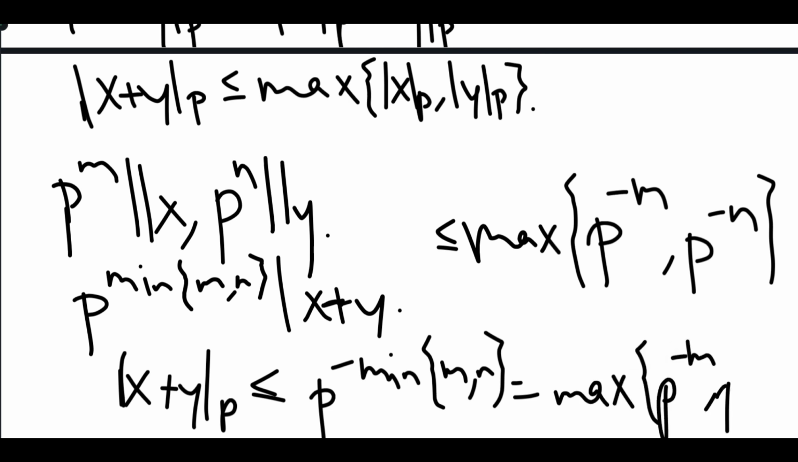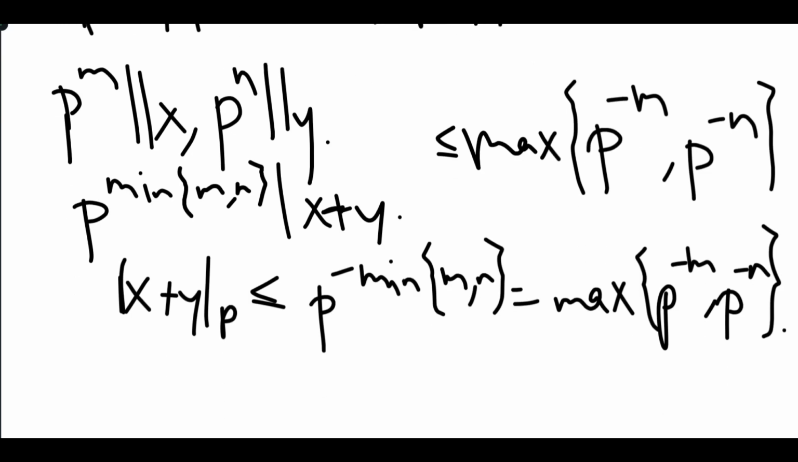Nothing really scary there. It's really just saying if some power of p divides x and some power of p divides y, then the smaller one divides the sum. That's really all there is to it. So this is a valid absolute value, and now we can take the completion with respect to this.